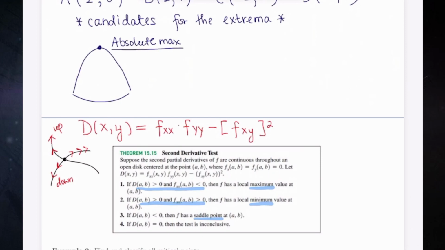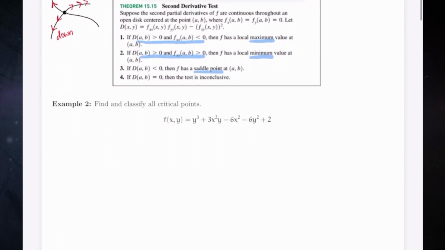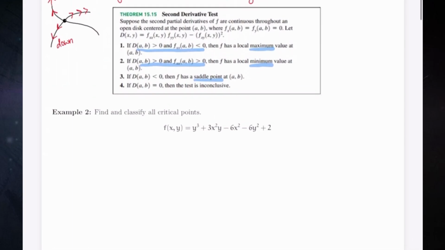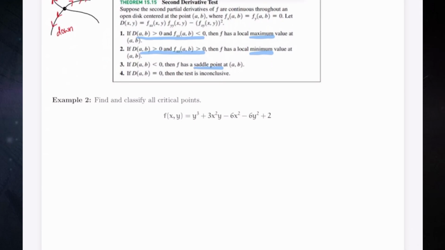And then if that quantity D is equal to 0, then the test is inconclusive, in which case we need to find a different method to determine what type of critical point this might be. All right, so let's go ahead and solve a couple of problems where we apply this formula. Okay, so the first step is the same as in example number 1. We need to find partial derivatives, set them equal to 0, solve for x and y. Okay, so that's the first step. Let's go ahead and go through this solution.